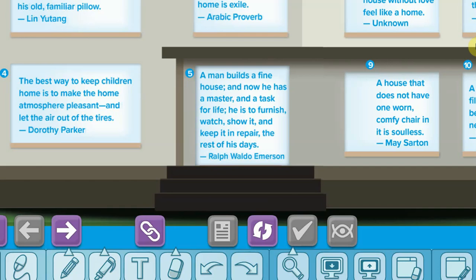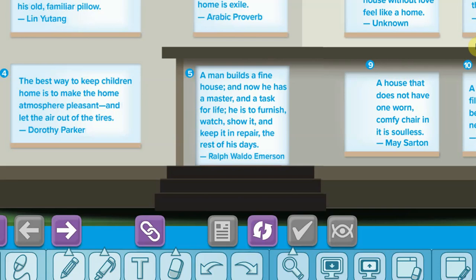Number 5. A man builds a fine house and now he has a master and a task for life. He is to furnish, watch, show it, and keep it in repair the rest of his days. Ralph Waldo Emerson. This is an opinion said by Ralph Waldo Emerson. He said that a man builds a fine house.